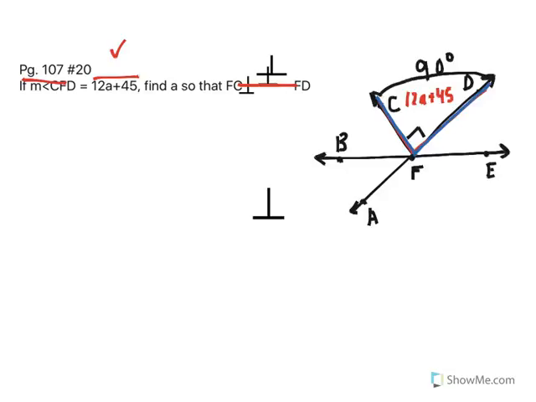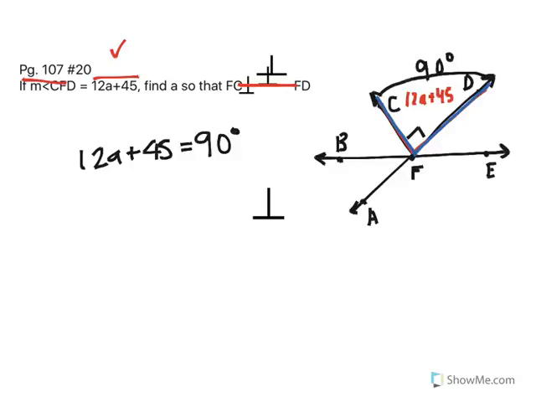So based off the figure, we can tell that we need to set up an equation where 12A plus 45 equals 90 degrees. You see how I got that information from the figure? Okay, great. This will allow us to solve for A, which is the goal of the question.